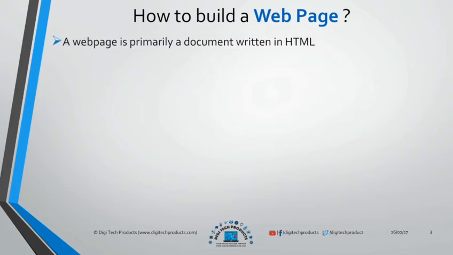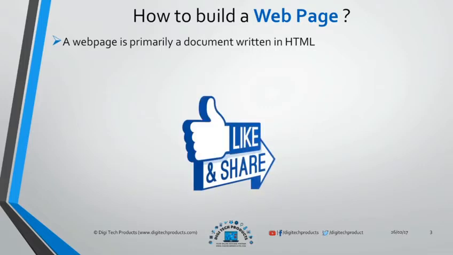So how do we build a web page? A web page is primarily a document written in HTML. Excluding WordPress, where we use a drag and drop tool, ultimately even WordPress is building the web pages in the same method, and that is what we are going to see in this course. So a web page is primarily a document written in HTML.